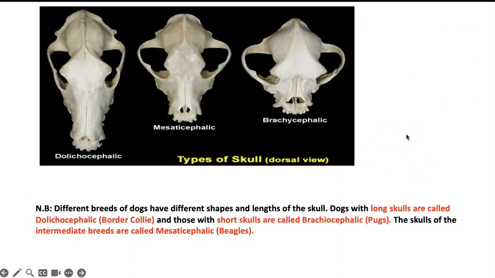Just for your information, we'll start to speak about the skull of the canine, the dog, and then we will have a separate lecture about the large animals. In this photo, note that there are different breeds of dogs, and the skull will be different. It could be a short skull or a long skull; brachycephalic dogs have a short skull. This is for your information, to know that different dogs have different skulls.